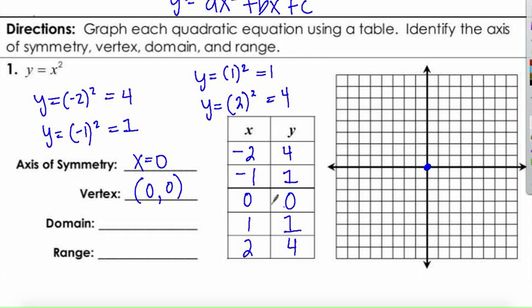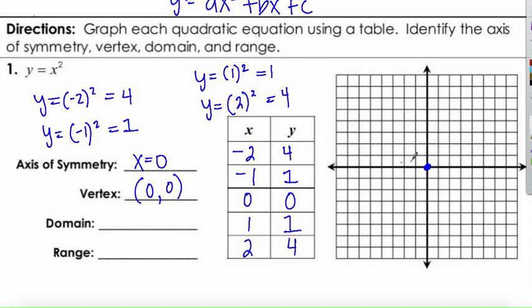So once I have that middle piece, I truly only have to find a couple good points one way, and then it's going to be equidistant from that axis of symmetry the other way. So you don't have to do this method. Once you know the vertex, I could really find 4 negative points and then make them exactly the opposite the other way because it is symmetrical.